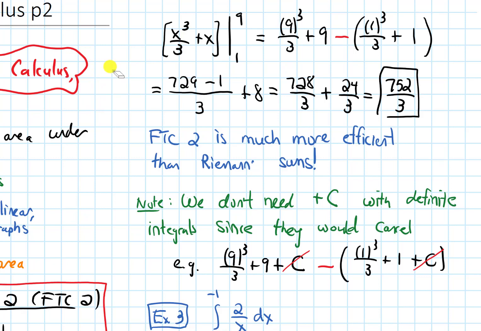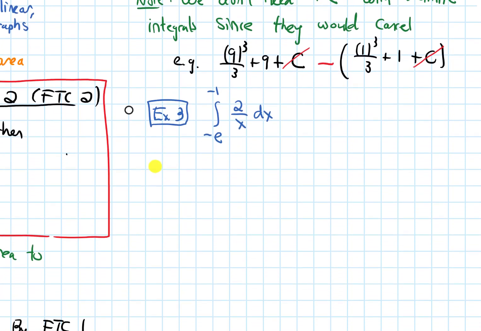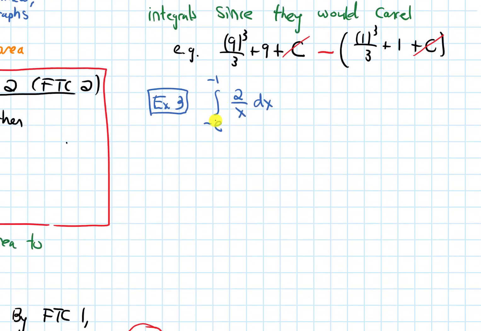All right, so let's look at some more examples. For example 3, we have this integral from negative e to negative 1 of 2 over x dx. Let's find the antiderivative of the function. This will be 2 times the antiderivative of 1 over x, which is ln absolute value of x. Then I write my vertical line, put negative e down here and negative 1 up there. And now I'm going to plug in.